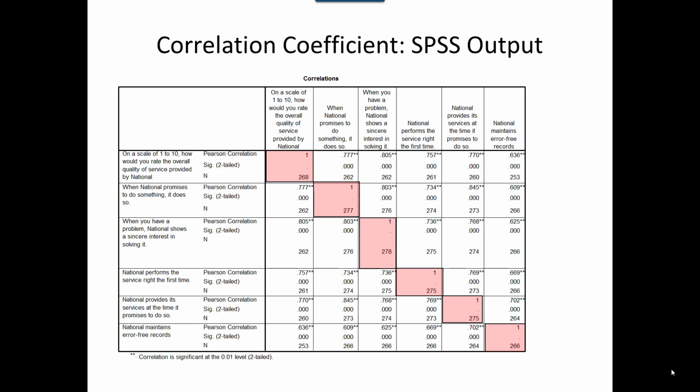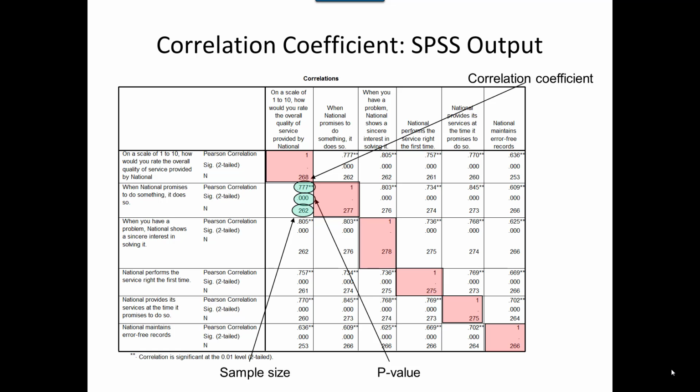Second, notice that this is a symmetric matrix. That is, the cells above the diagonal are the same as below the diagonal. So you can ignore one or the other set of cells. Let's focus on the below diagonal cells. Each cell has 3 entries. The first is the value of the correlation coefficient, the second is the p-value of the test for it, and the third is the sample size.